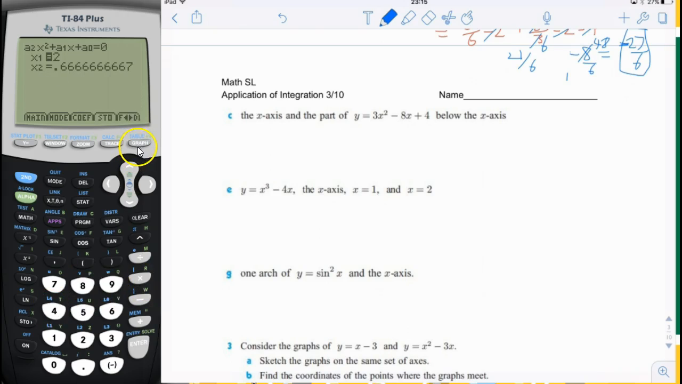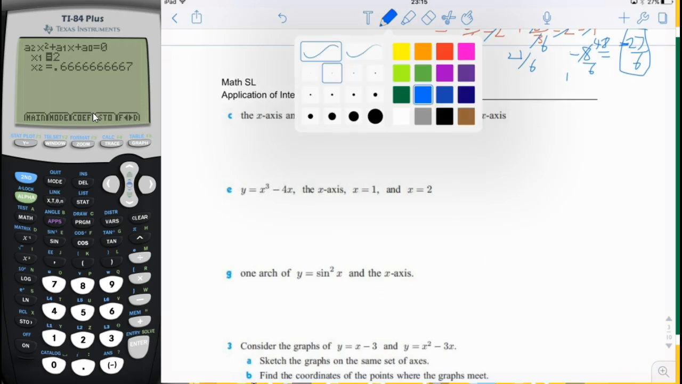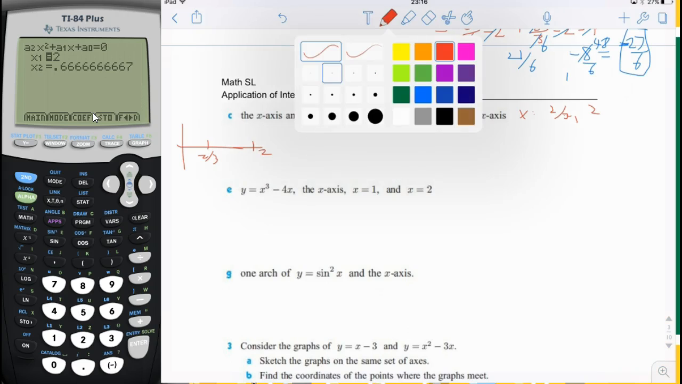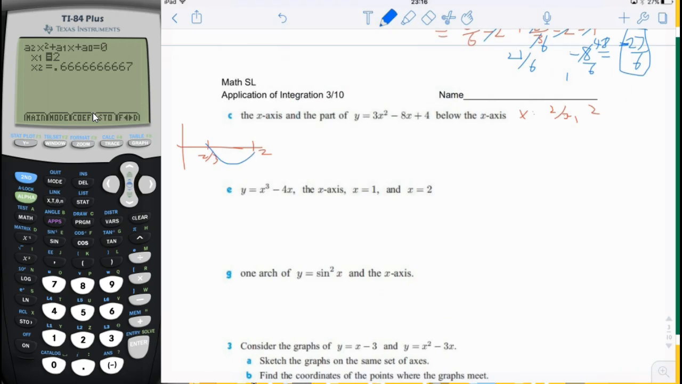And then you say solve, and it'll give you the two zeros. And one of the zeros is 2/3, and one of the zeros is 2. So if we were to draw a picture of this, it would kind of look like this. It would be 2/3 and 2. And then the parabola is going to go below the x-axis there. And then we're going to find this area.